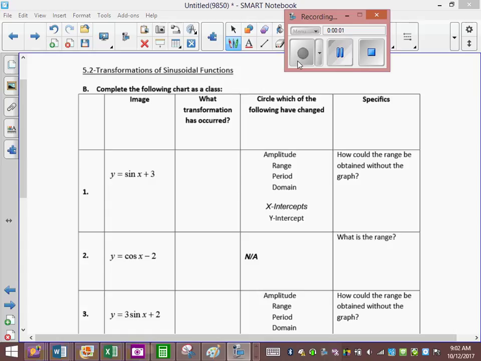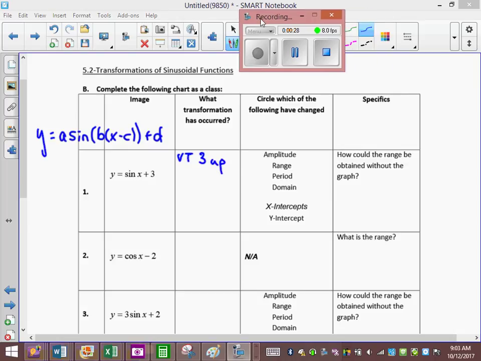Is this a D value or a C value in y equals a sine B? Is that 3 a C or a D? It's a D because it's not in brackets, so it's your D. So what transformation is that? Vertical translation 3 up.